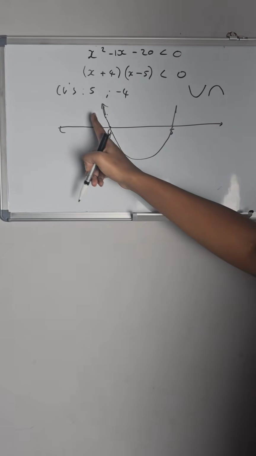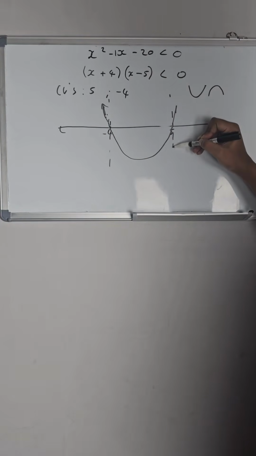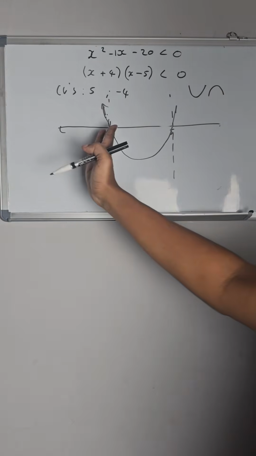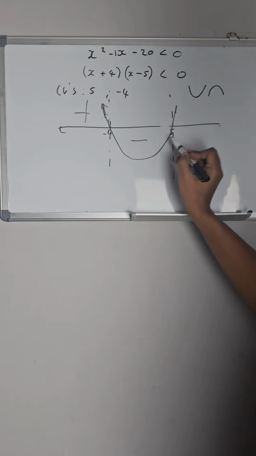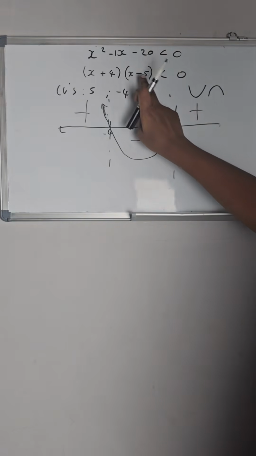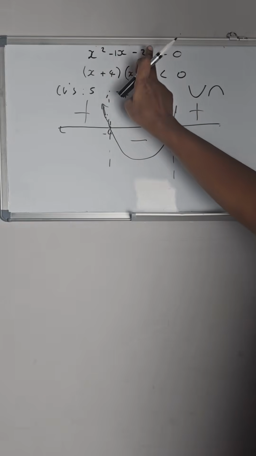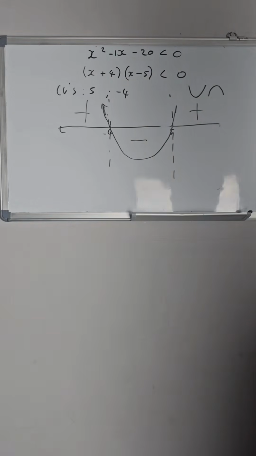So now let's just draw some vertical lines here. Whenever we are above the x-axis, it's positive. When we're below, it's negative, and then positive again. So the question wants to know where this entire expression is less than 0. So we want the negative solution.